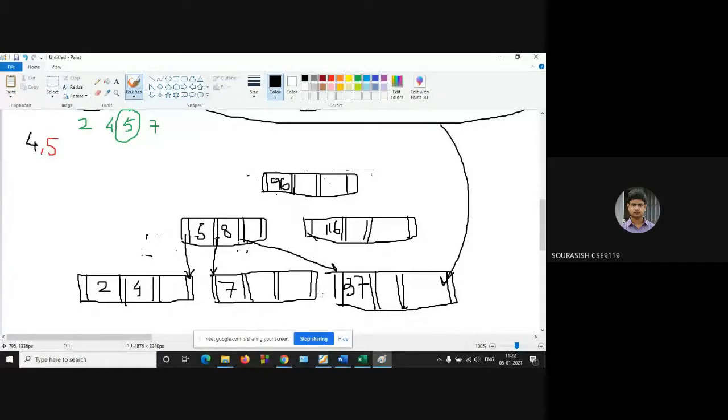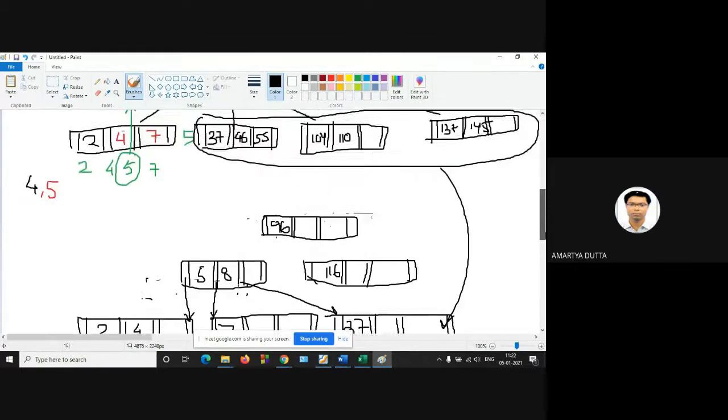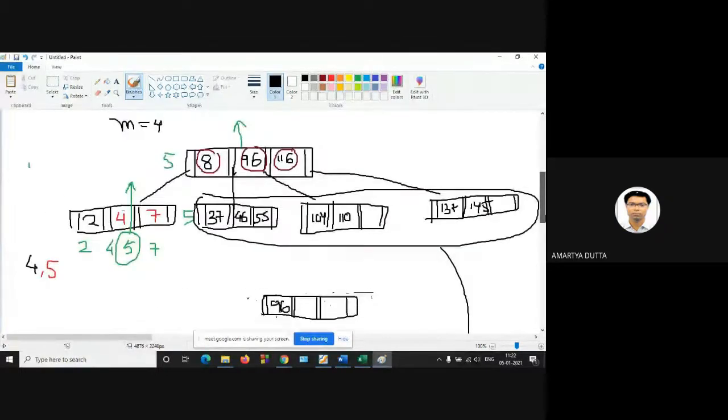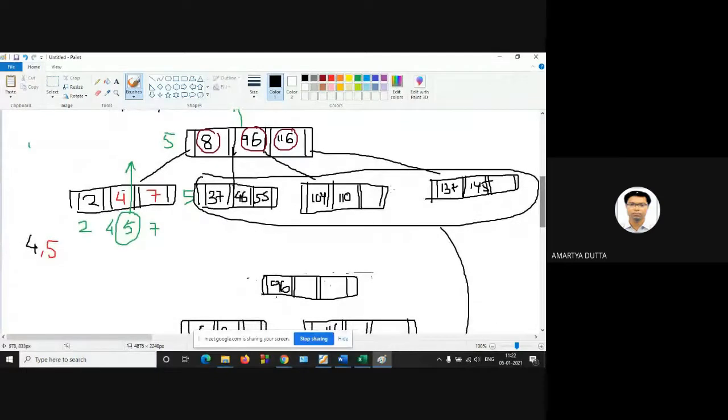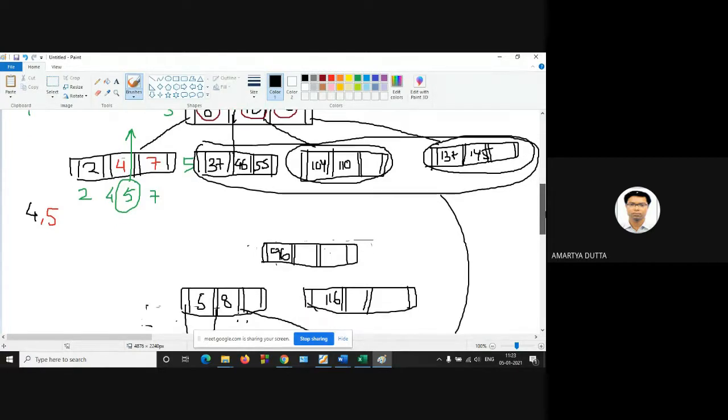Yes, sir. And for 100 and for 104 and 110, they will be on the left side. This particular node is the left of 116, and 137, 145 is the right child of 116.